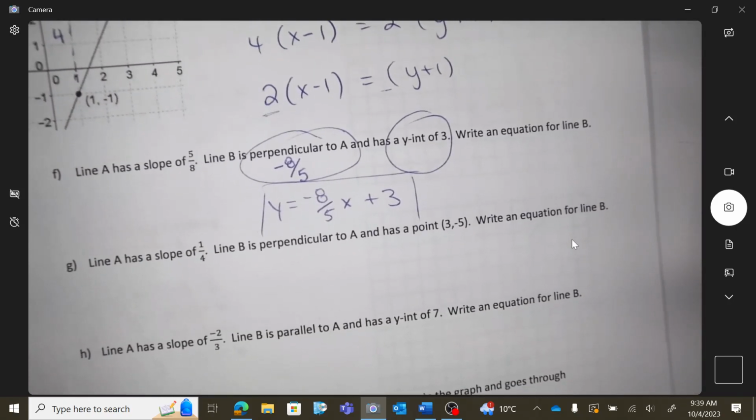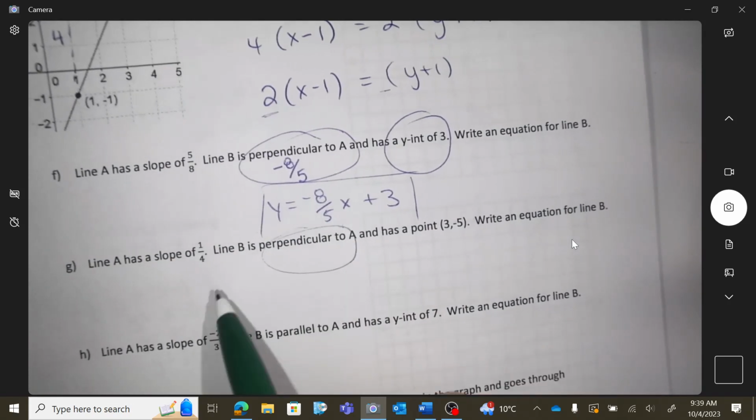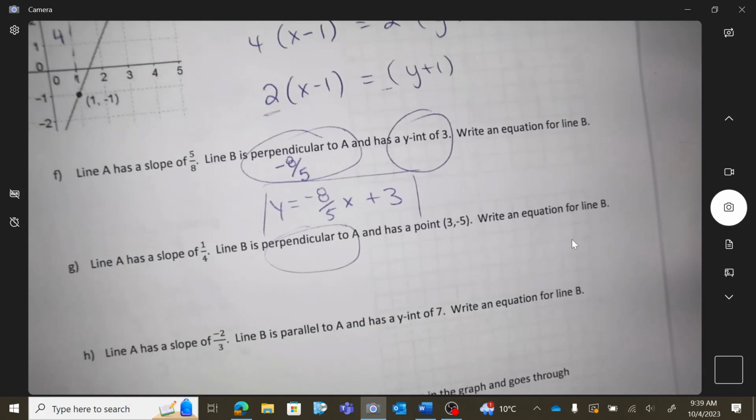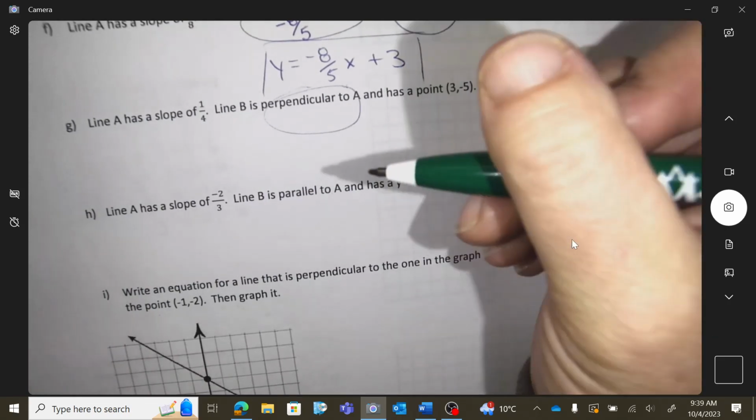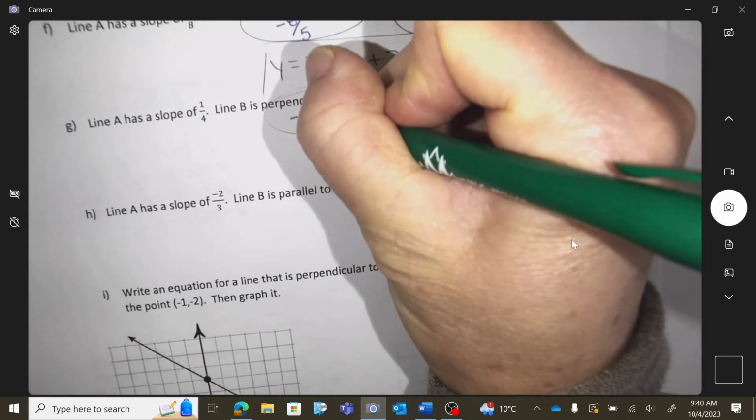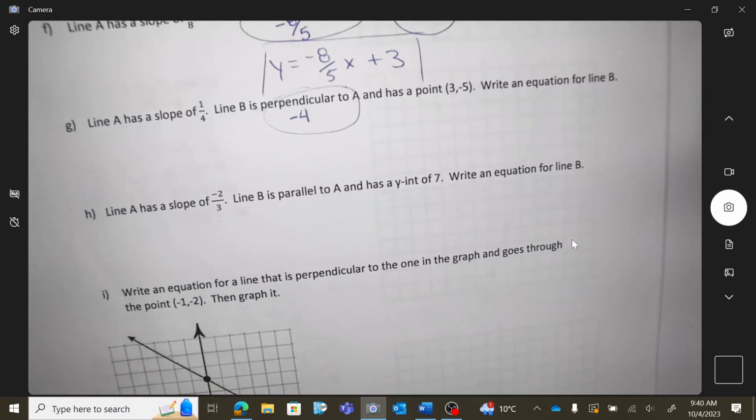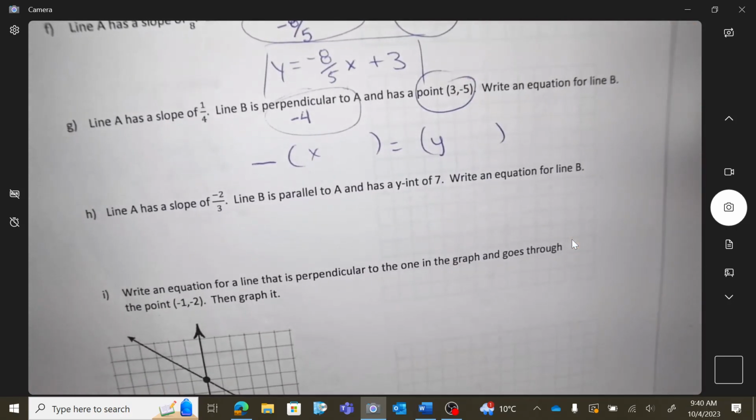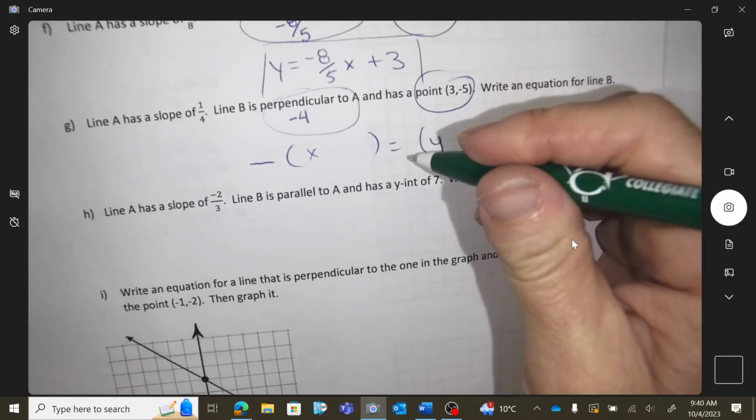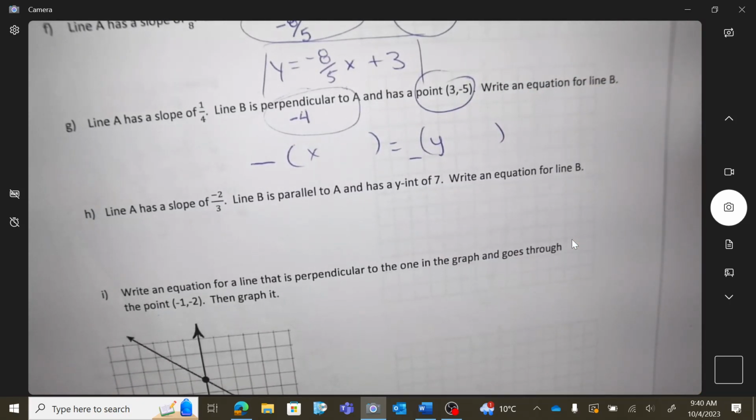Okay, the next one, you are perpendicular. So what is your slope if you are perpendicular to that original one? Negative, and then flipped is just 4. And I have a point. So then I always have to think, well, which form am I going to use? I'm going to use this format. So the bracket one, point slope.